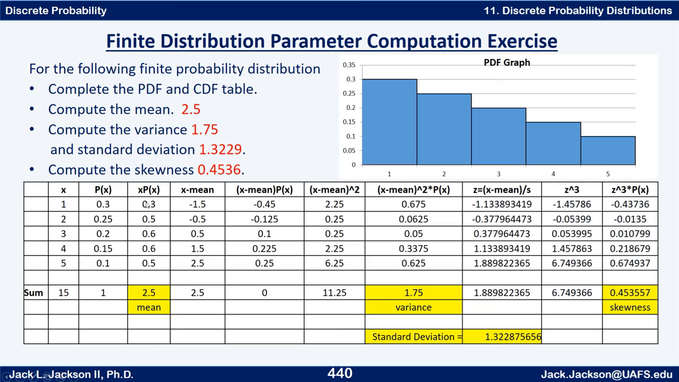So these sums, the only ones that are important are the, well, this should add up to 1, that's for sure. This mean is just the sum here, or this column. The sum of this column is the variance, and the sum of this last column is the skewness. Notice it is a positive value, so you see skew to the right.